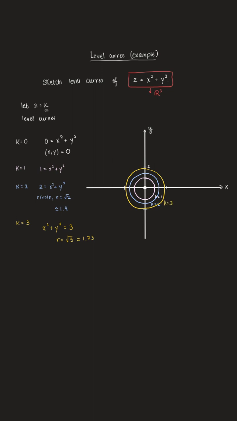And we keep going, and you can see that we are just seeing what happens as our values of z are increasing. So let me try again here a little bit. There we go. When k is 4, we have x squared plus y squared is equal to 4, and the radius is equal to 2. And so we have a circle with radius 2.